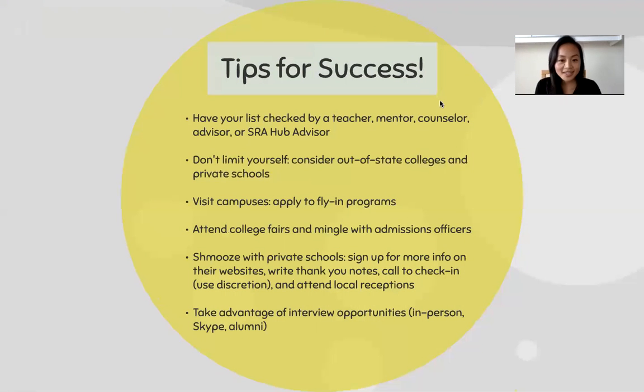So these are some tips that I have. Once you guys have a list of colleges that you want to apply to, make sure to have it checked by your counselor or your SRA advisor. If you're not an SRA, you can always reach out to us on the Hub, and we'll be happy to look at it for you, give you feedback as well as suggestions. Don't limit yourself. Because if you're in California, a lot of students in California want to stay in California, but don't limit yourself. Consider schools that are outside of California, on the East Coast. Consider private schools. A lot of them have better financial aid than the UCs and CSUs.